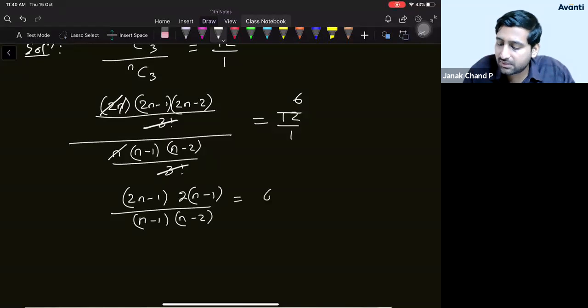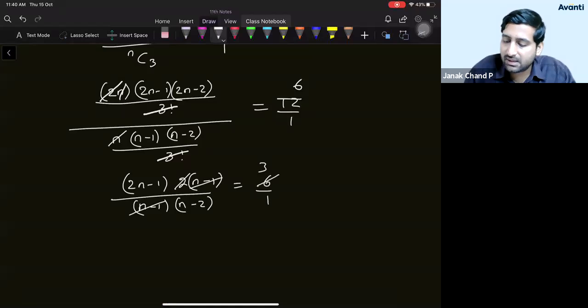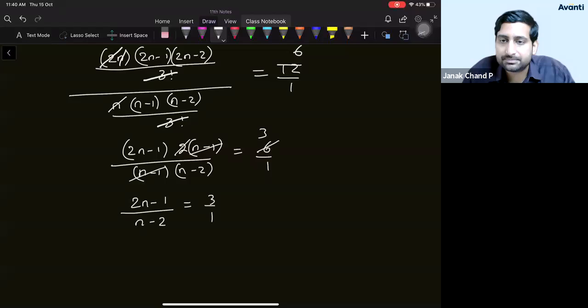And on the RHS we have 6 by 1. So once again we can cancel this n minus 1, n minus 1, and 2 1s are 2, 3s are... So now, as you can see, after all this cancellation, we are just left with a very simple term. This much in the numerator, this much in the denominator, divided by 3 by 1. The last step is just cross multiply and get the answer. So this is the same as 2n minus 1 is equal to 3 into n minus 2.